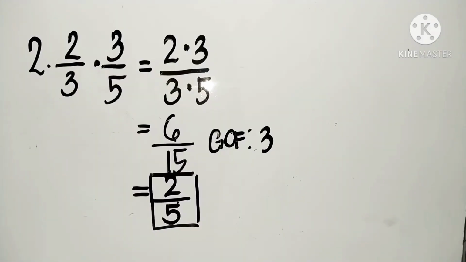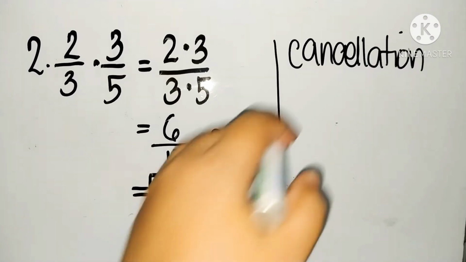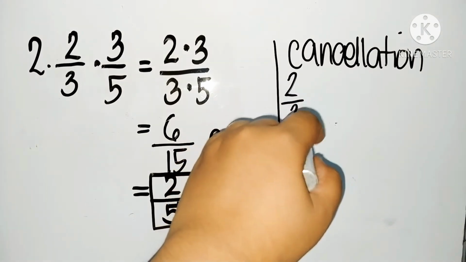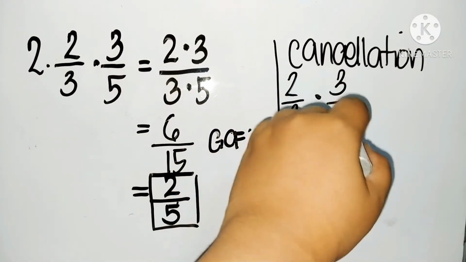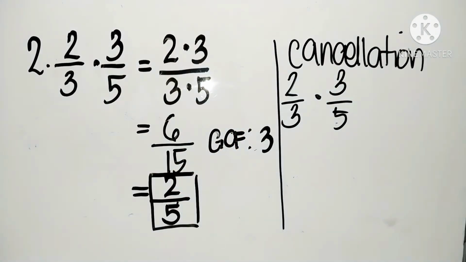Yung problem na to, pwede pa natin itong masolve in a different way. You can use the cancellation method. Paano po ba ginagamit ang cancellation method? So, una, we have 2/3 times 3/5. Madali lang naman to dahil pwede natin i-express as a factor yung mga number.